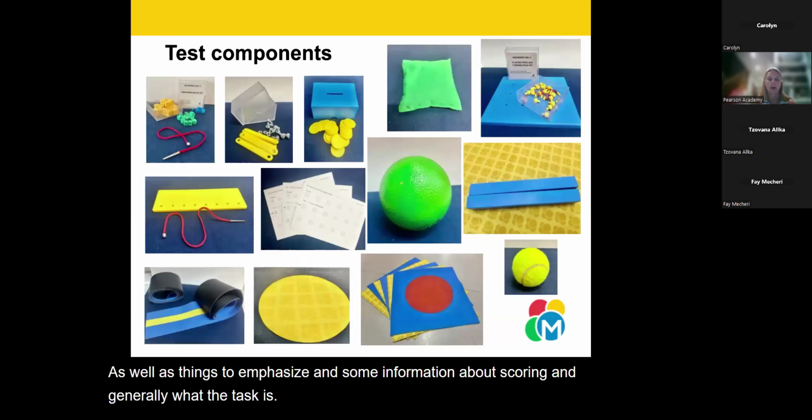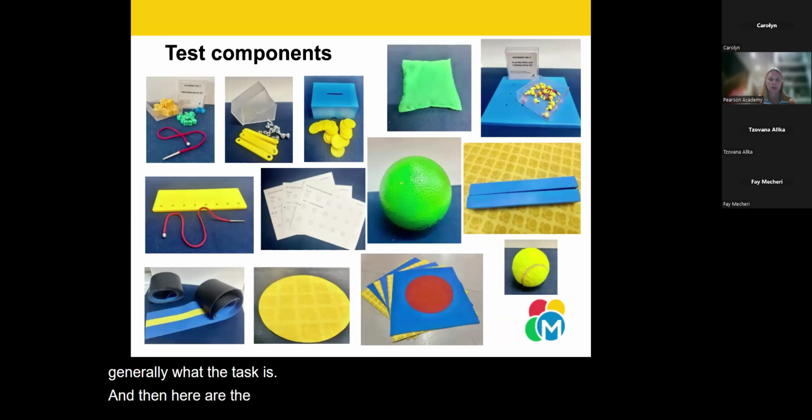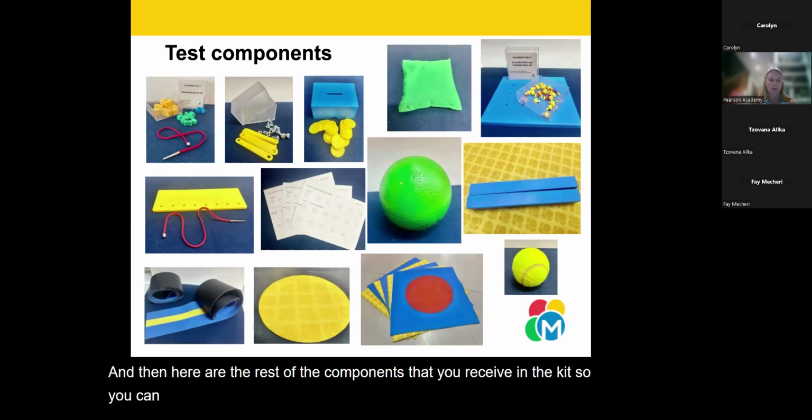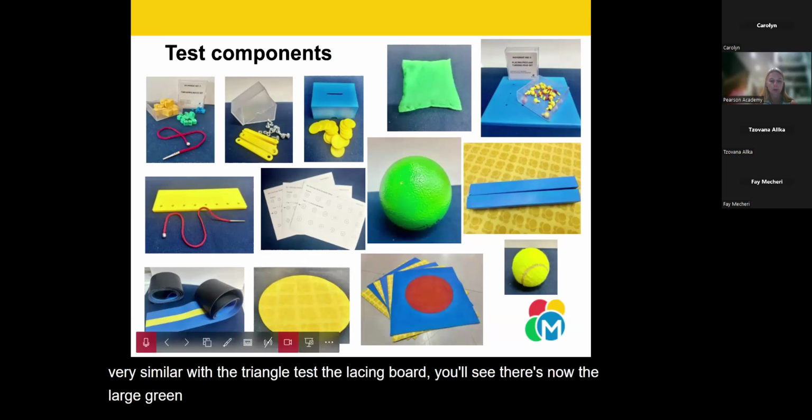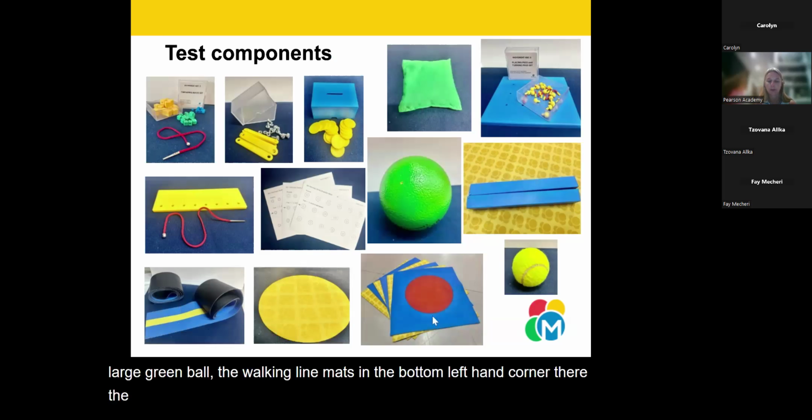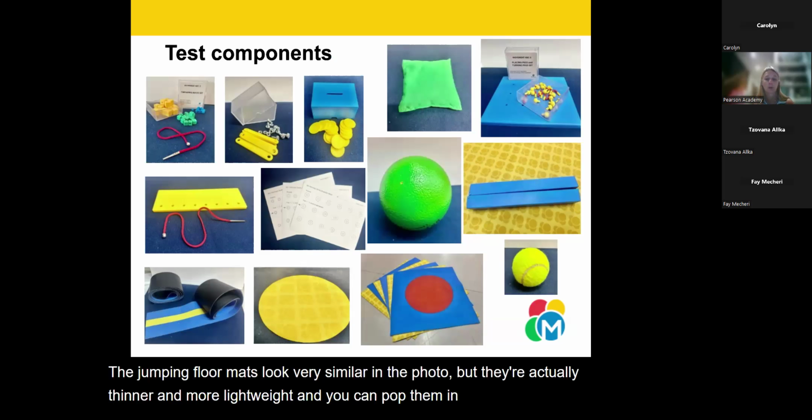And then here are the rest of the components that you receive in the kit. So you can see we have a bead threading set. Some of the equipment will look very similar, with the triangle test, the lacing board. You'll see there's now the large green ball, the walking line mats in the bottom left-hand corner there. The jumping floor mats look very similar in the photo, but they're actually thinner and more lightweight, and you can pop them in the washing machine if you want to wash them.